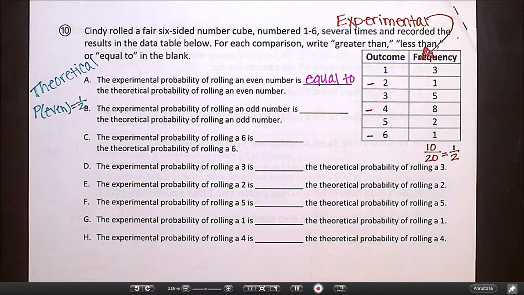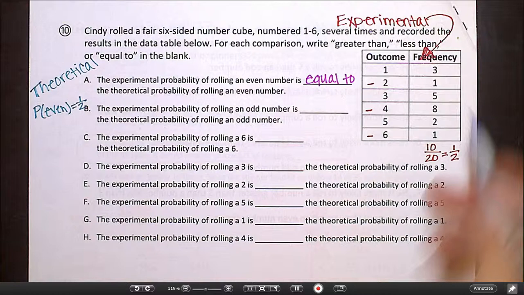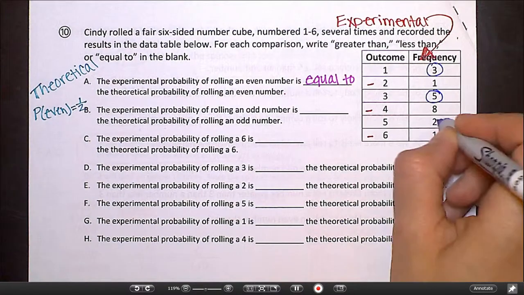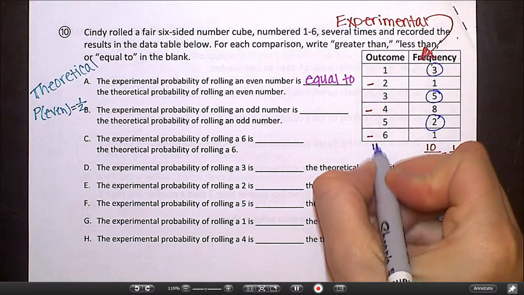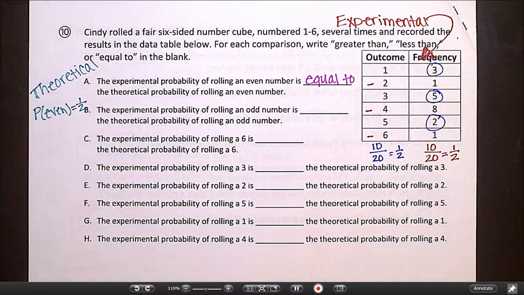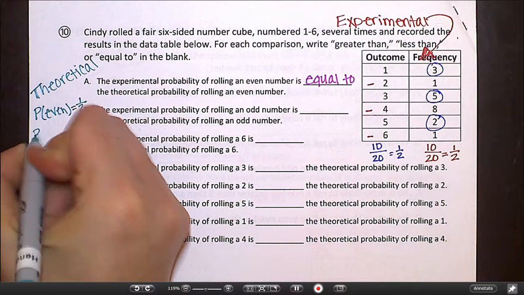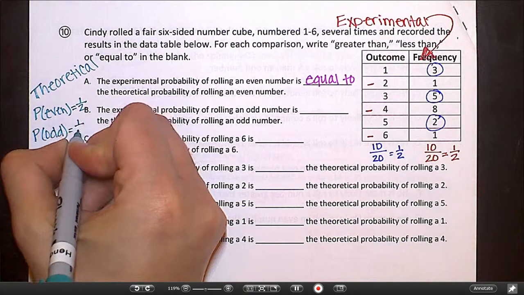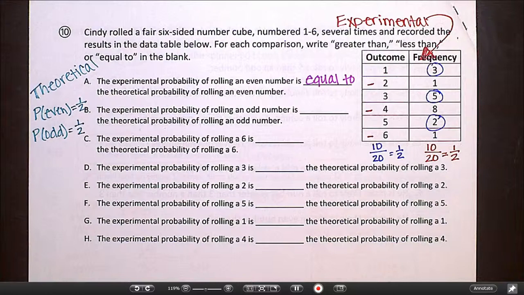Okay, same thing with the odd numbers. So let's look at those. Experimental, I have 3, plus 5 is 8, plus 2 is 10. 10 out of 20 total. That's also 1/2. That's my experimental probability. The probability of odd, theoretically, should be 3 out of 6, or 1/2. So this is also equal to.